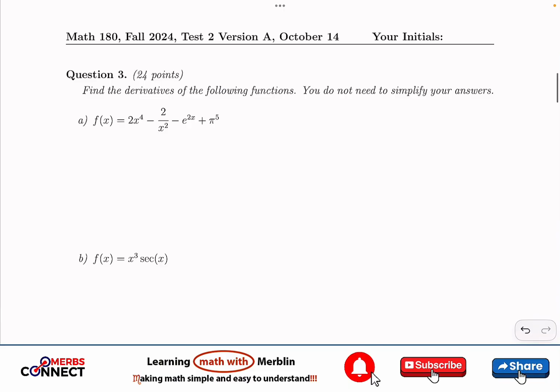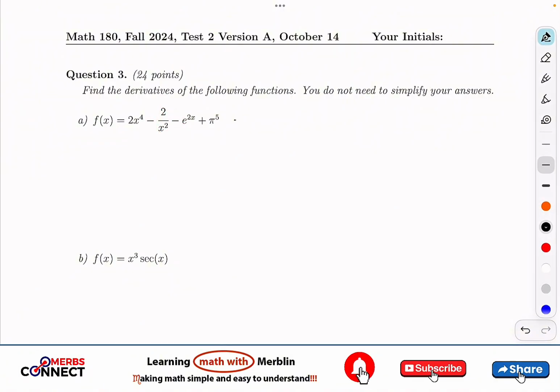Now let's look at question 3. Question 3 is interesting. It's all about taking derivatives. So I'll show you the tricks that you need to know here. The first thing we need to do is, some of the functions we need to simplify before we differentiate. For example, this.